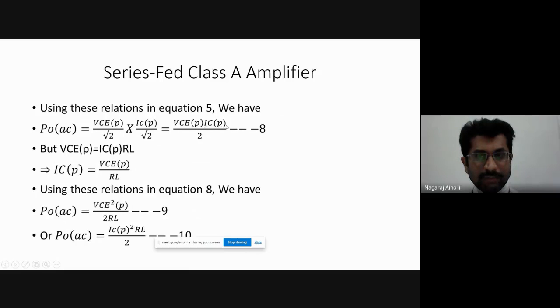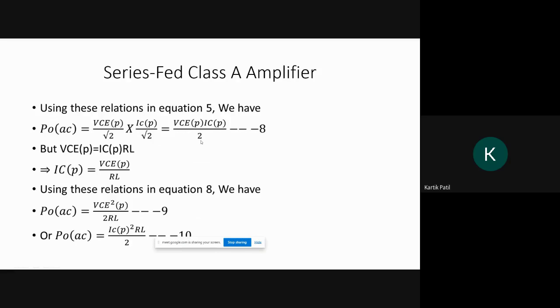So VC peak to peak divided by 2 into IC peak to peak divided by 2. In the denominator what came? 2 into 2. VC peak to peak divided by 2 into IC peak to peak divided by 2. Correct, yes or no? So in the numerator what you are getting: VC peak to peak into IC peak to peak. In the denominator, 2 into 2 into this 2 which is already there.